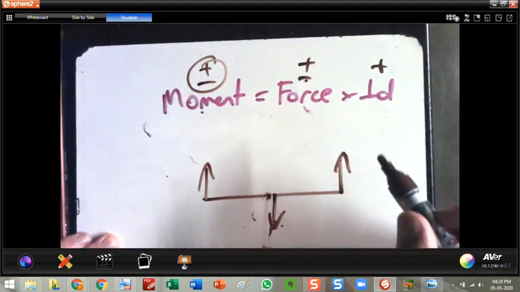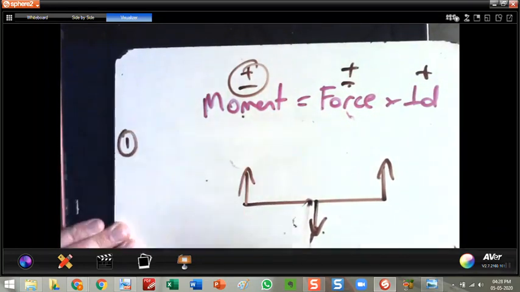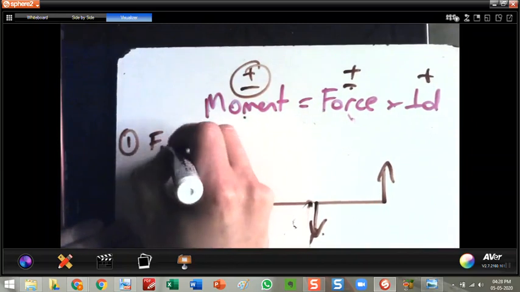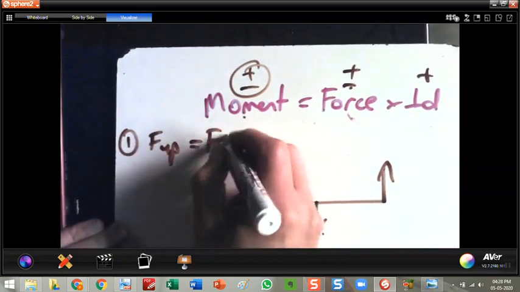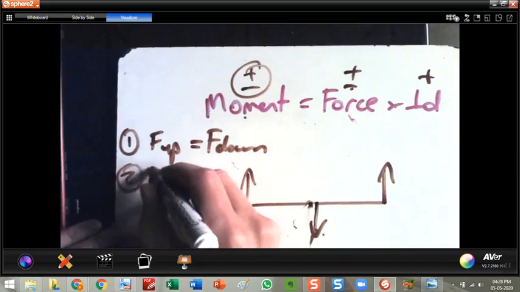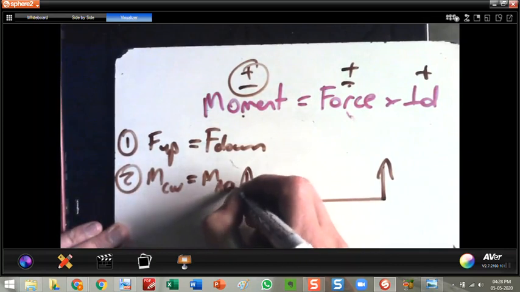So what is equilibrium? If we come to moments, we see that there are two things that need to happen. Firstly, the forces up must be equal to the forces down. And secondly, the moment clockwise must be equal to the moment anti-clockwise.